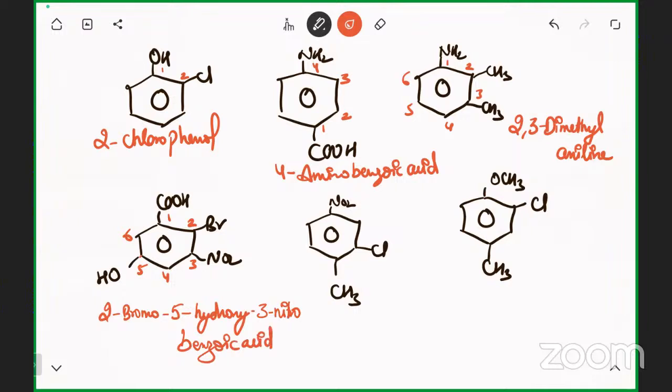Just remember the alphabetic order also. Don't forget that particular thing. That is the important one. Okay. Now, numbering should start from the NO2. 1, 2, 3, 4. Tell me the name. 3-chloro, 4-methyl, 1-nitrobenzene. Nitrobenzene. Very good. Next one.